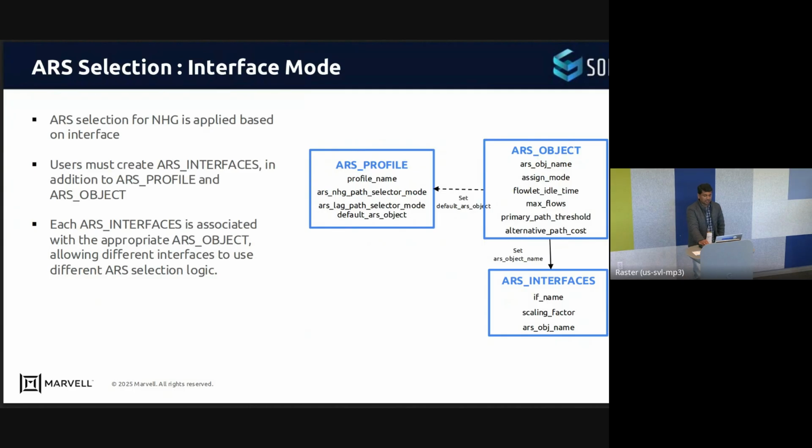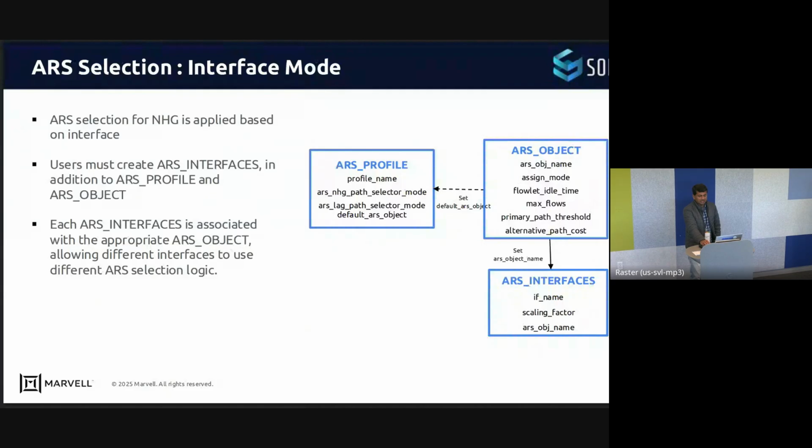On which interfaces they want to enable the ARS, that entry has to be programmed into the ARS interface table, and along with that, the object has to be bound to the ARS interface in the ARS interface table. At the same time, they can also have one global ARS object as well, which can be bound to the default ARS object. This can be useful when there is no ARS bound to any specific interface. It can take the global object path.